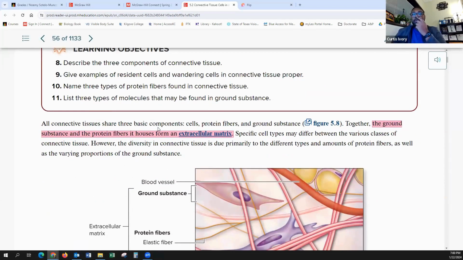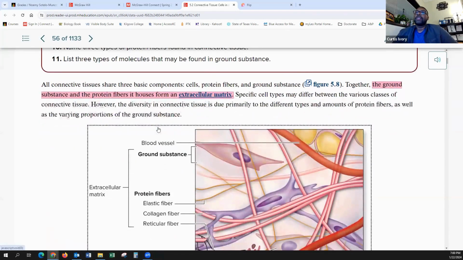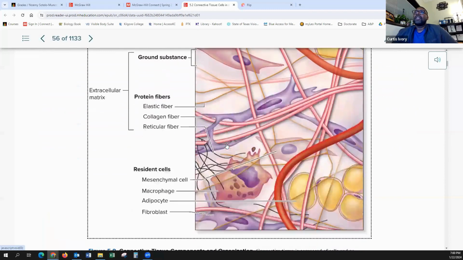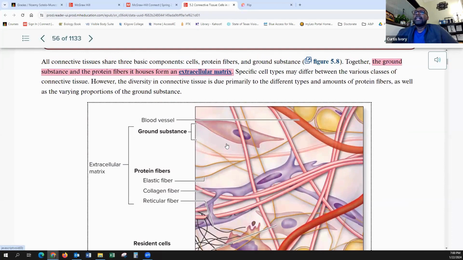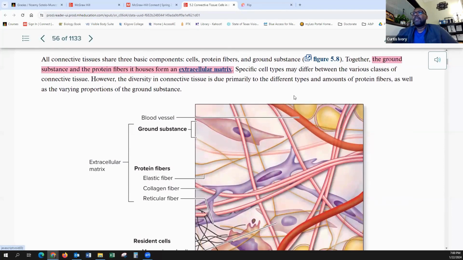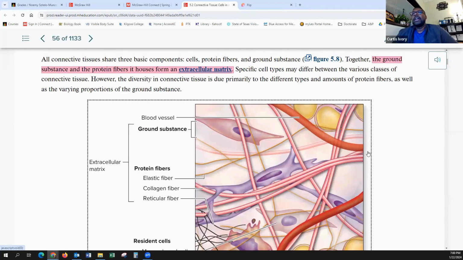Another thing is referred to as ground substance, which is protein fibers in an extracellular matrix. Here is a picture of that. In ground substance, you're going to have some blood vessels, which is this red structure here. You're going to have some protein fibers such as collagen, which is one of our strongest protein fibers. It keeps everything tight and firm, especially when you see wrinkling. That's an abundance of collagen fibers.